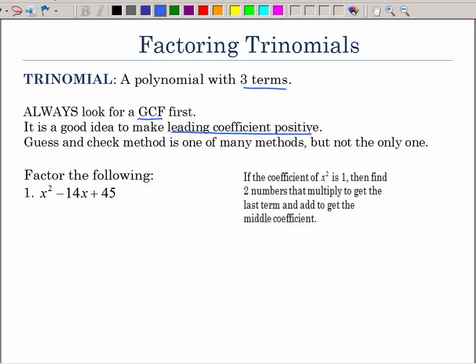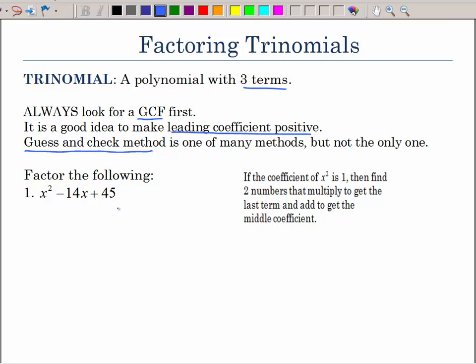The way I'm going to teach this is called the guess and check method. It's one of many. There's a box method, a grouping method, and some other methods that I don't even know the names of. But whatever you feel comfortable with, that's fine. Let's look at this first example.